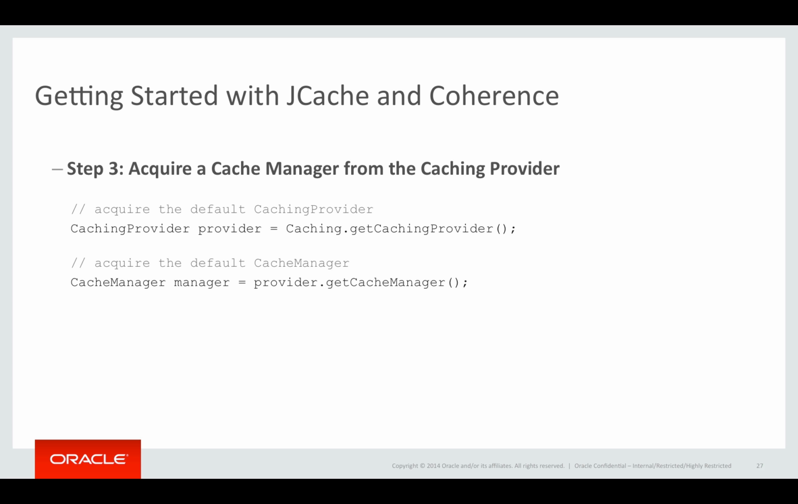Once you've set these things up, step 3 is to acquire a cache manager from the caching provider. The idea is that the caching provider manages a set of cache managers, and the cache managers themselves can manage one or more caches. In a typical application, there will be one default caching provider, and you'll probably just use one default cache manager. And this is how you obtain them.